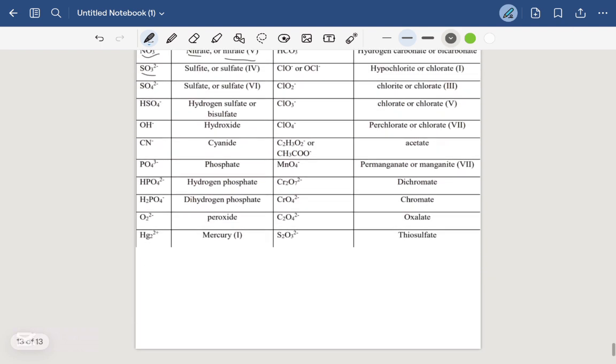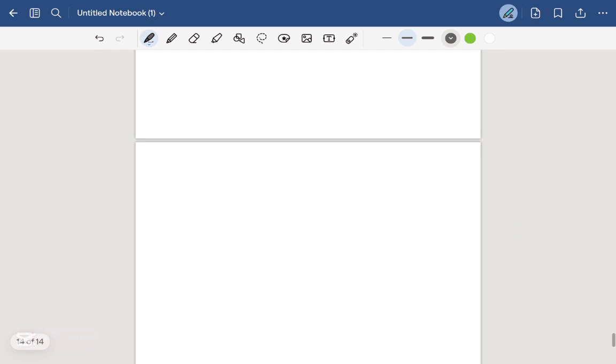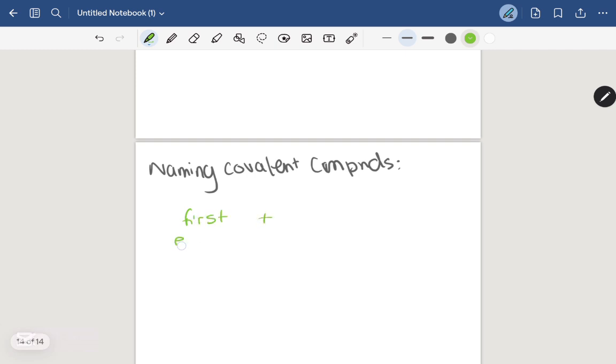Okay, so now we move on to the next step. We're done with ionic, but now we will move on to covalent. But we will move on to what? To naming covalent compounds. I'm just going to write compounds like this. How do we name the covalent compounds? We're first going to start with two things. We're going to have two nonmetals, so it's the first element, which is a nonmetal, plus the second element, which is also a nonmetal.